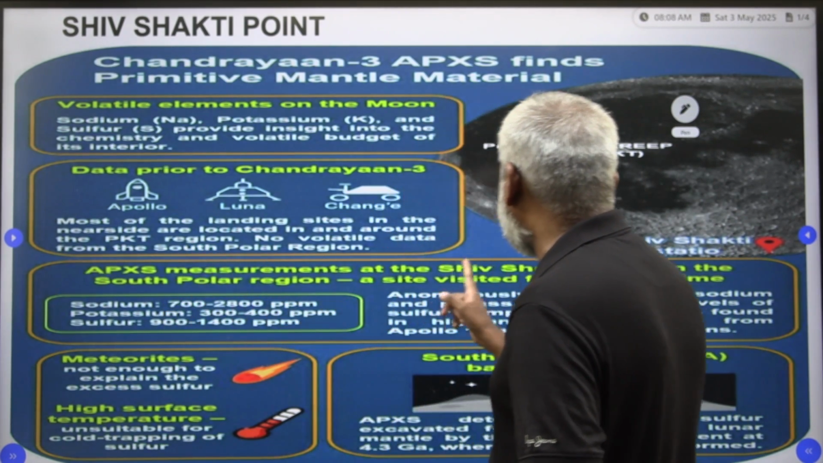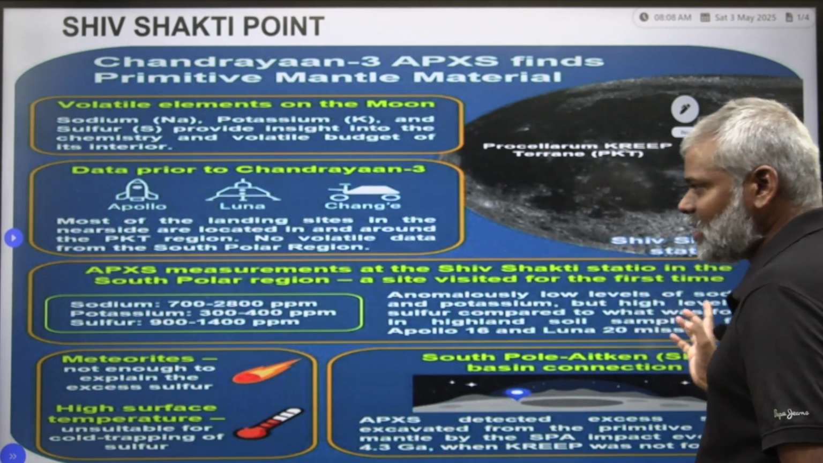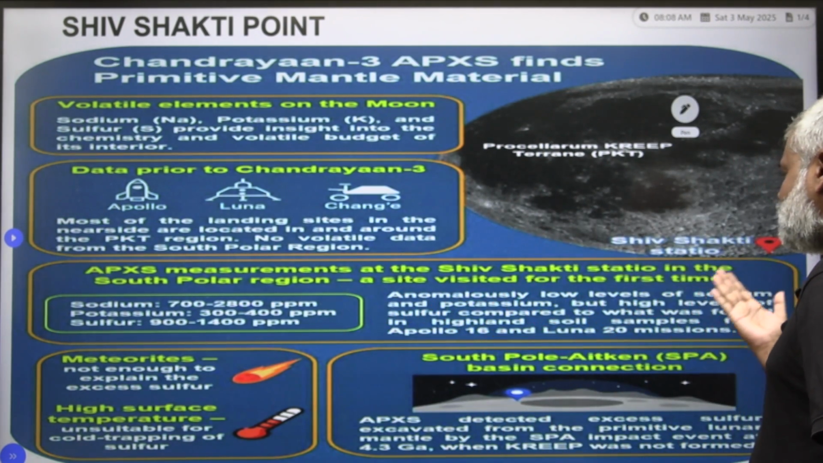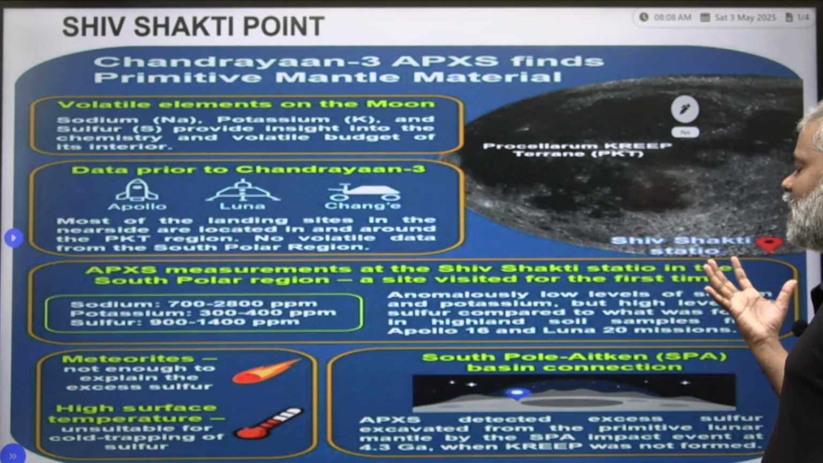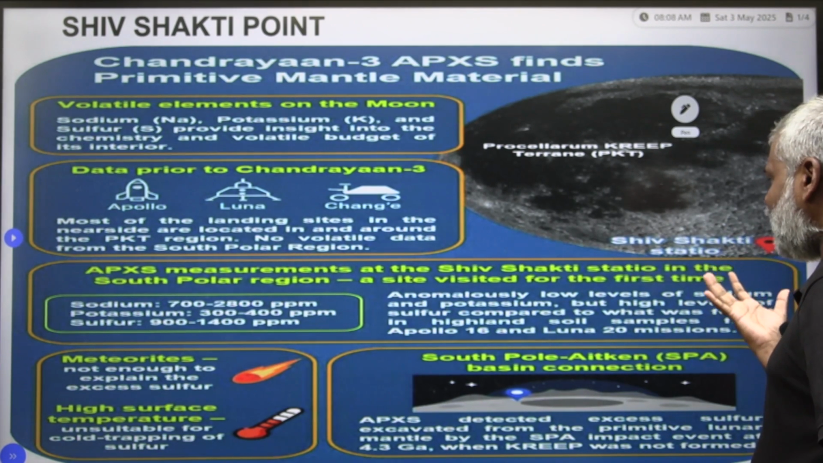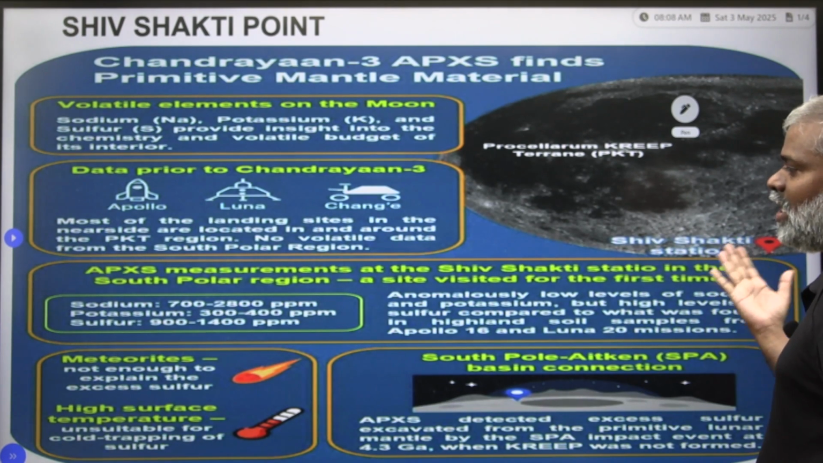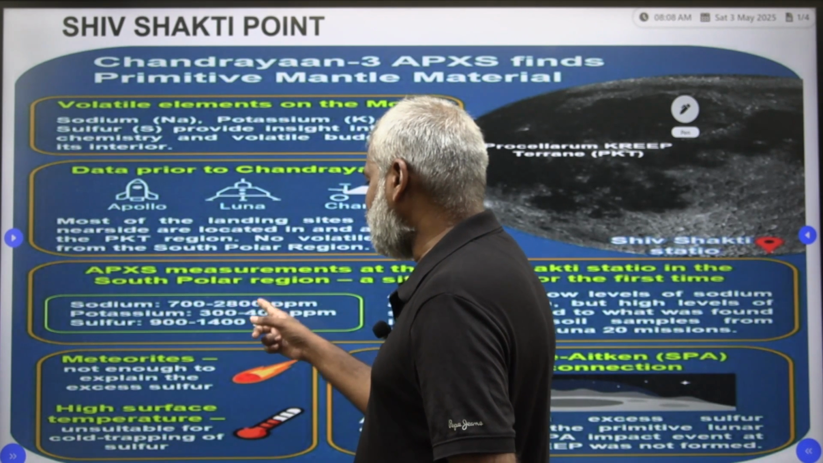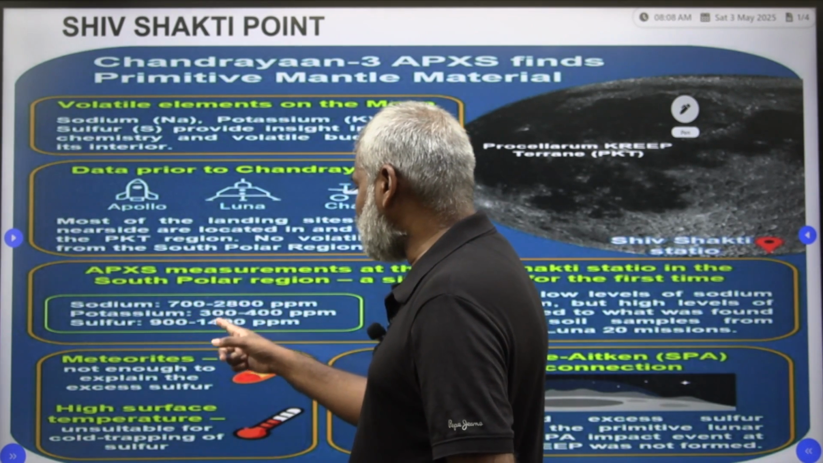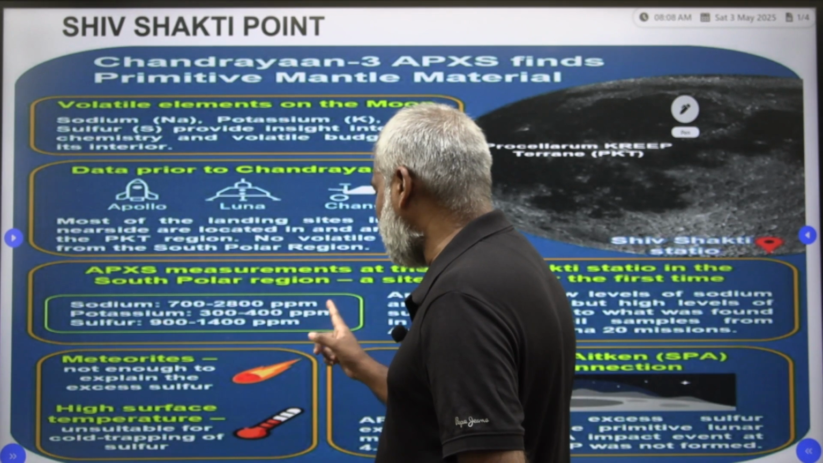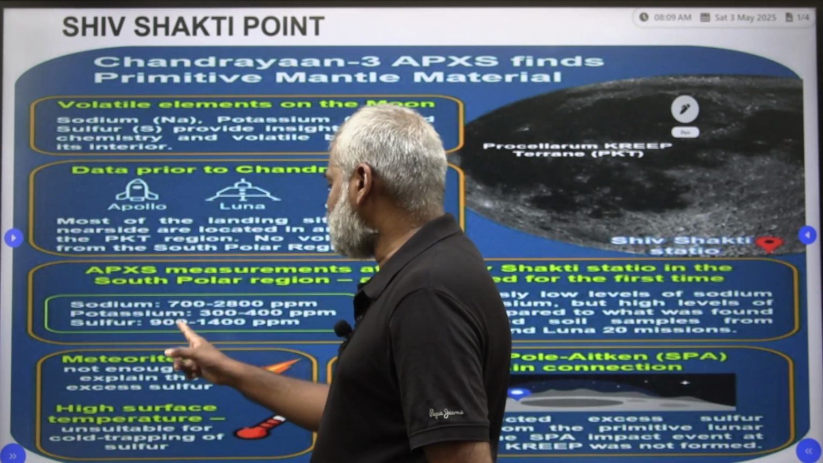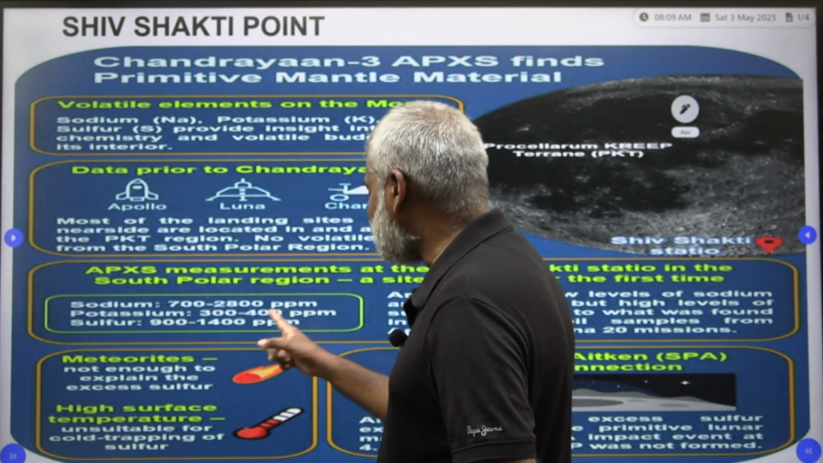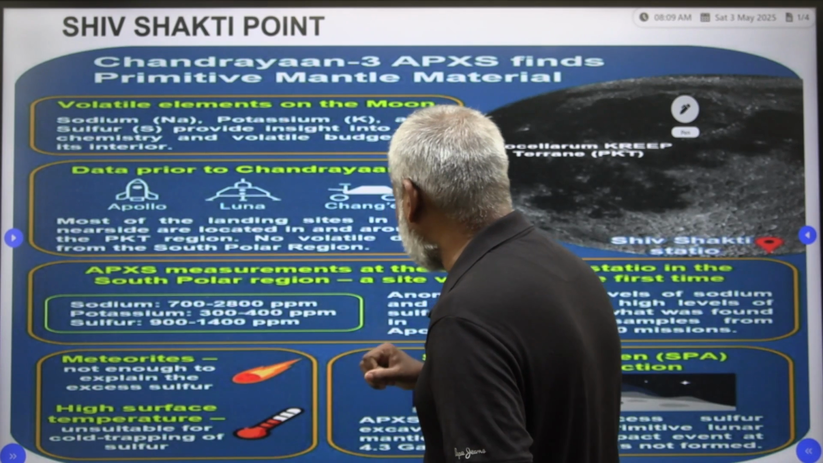APXS measurements at the Shiva Shakti station in the south polar region, a site visited for the first time. India sent Chandrayaan 3 to this location for the first time. The sodium is 700 to 2800 ppm. The potassium is 300 to 400 ppm. The sulfur is 900 to 400 ppm. ppm means parts per million.